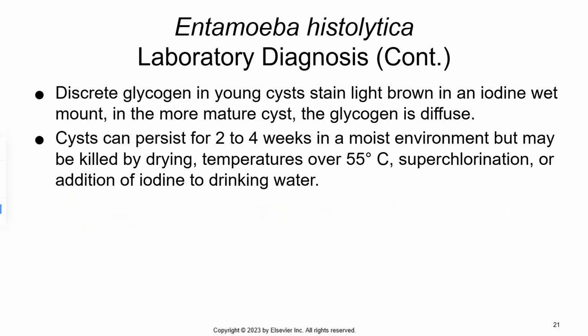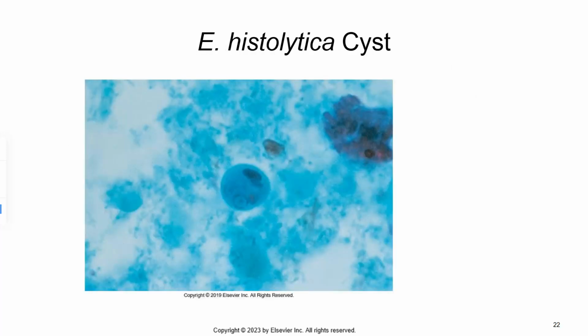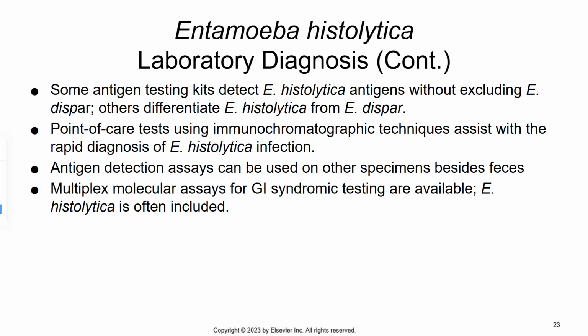Average size is listed. Discrete glycogen in young cysts stains light brown in iodine wet mount. In the more mature cysts, the glycogen is diffuse. Cysts can persist for 2 to 4 weeks in a moist environment, but may be killed by drying, temperatures over 55 C, superchlorination, or addition of iodine to drinking water. Here's a picture of the cyst, and more pictures will be provided as we go through here.